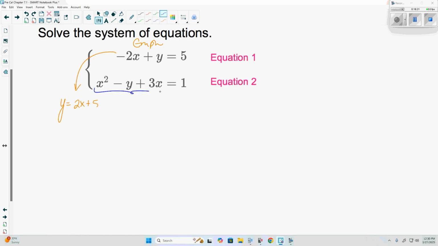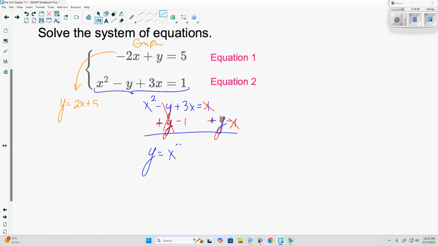Now we can get this quadratic equation with y by itself, but we have to just move a few things. One thing we'd have to do is add y to both sides. And we'd also need to subtract 1, because our negative y plus y would be 0. Our 1 minus 1 would be 0, telling us that y is equal to x squared plus 3x minus 1.